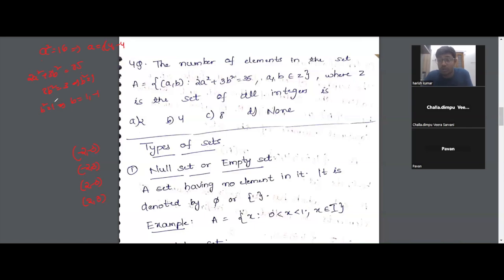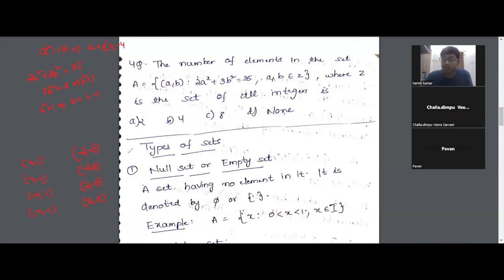So again, how many ordered pairs will I get? I'll get again 4 ordered pairs. What are those? (4, 1), (4, minus 1), (minus 4, 1), and (minus 4, minus 1). That's it.